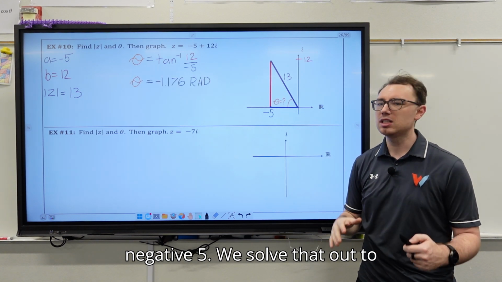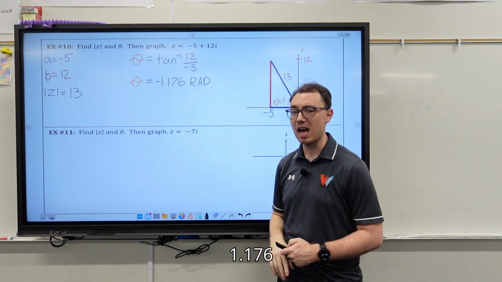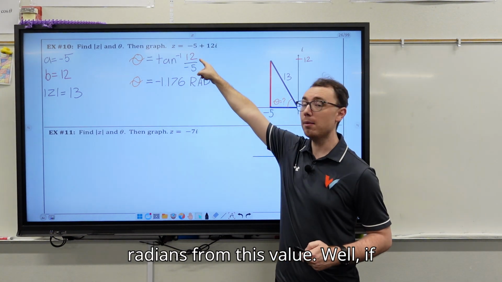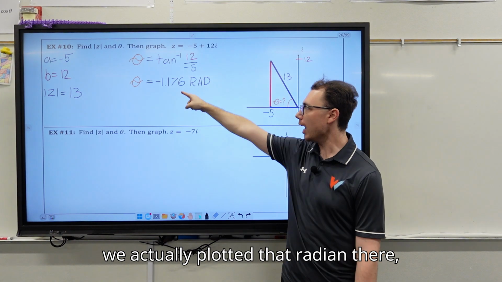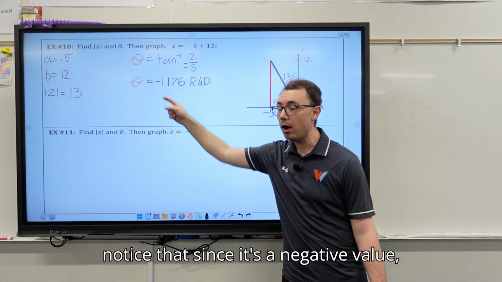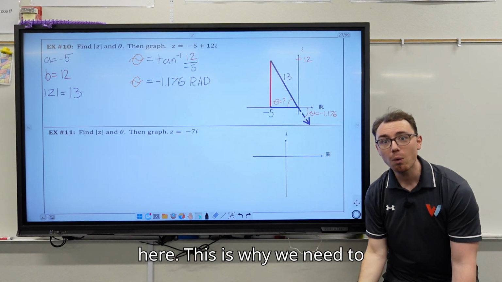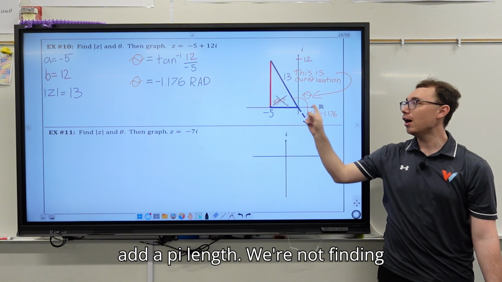We solve that out to eventually get this negative 1.176 radians from this value. Well, if we actually plotted that radian there, notice that since it's a negative value, we end up getting this terminal ray here. This is why we need to add a pi length.